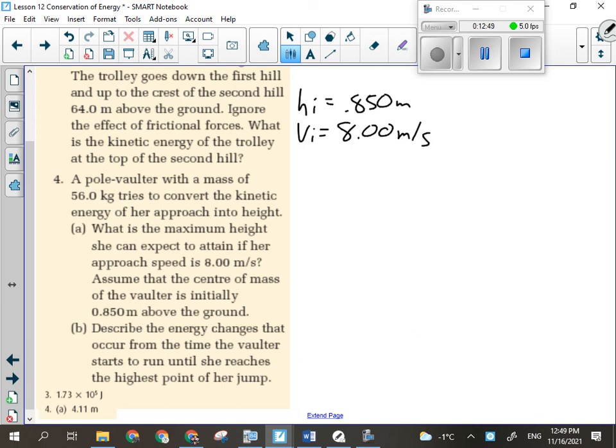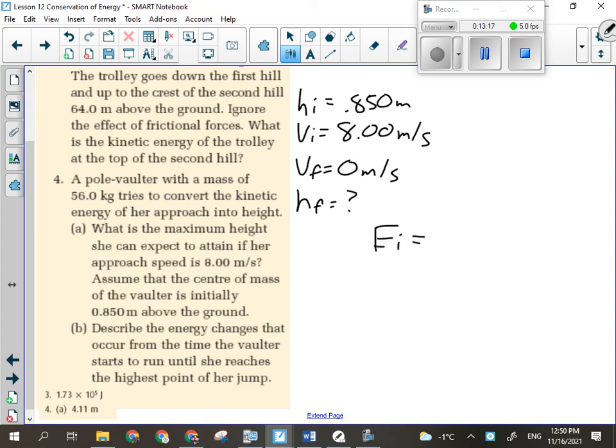How fast are they going when they go over the bar? 0. Yeah, okay, there is that moment where they're at the peak of their height where they're technically not moving. I mean, in the real world, they would probably have a little bit of horizontal motion, but we're going to simplify things and say that they're not moving. So their final speed is 0 meters per second. We're looking for the final height of the pole vaulter, which sets us up for this.